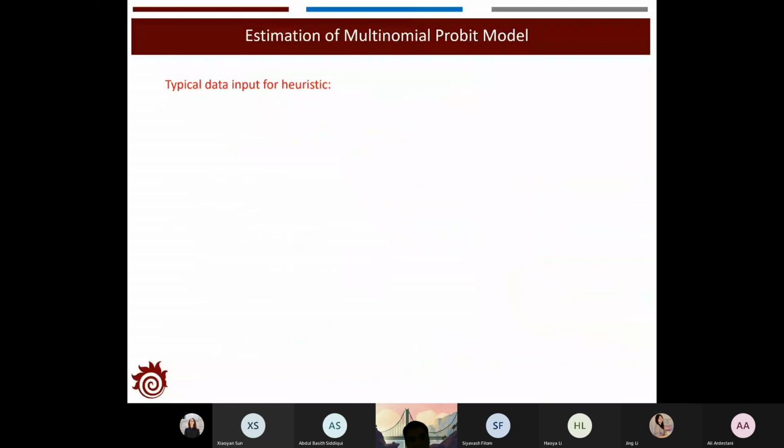So here we have some typical steps for the heuristic calibration method. First of all, we have to know what kind of input data we're going to have. We first need to know the number of observations, how many individuals we have observed, and what mode they take. We also need to know the number of alternatives available for the individual, the parameters we have to calibrate, and the attribute for each parameter. So that's the input data we have to use.